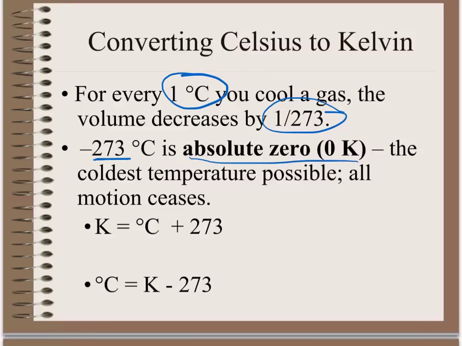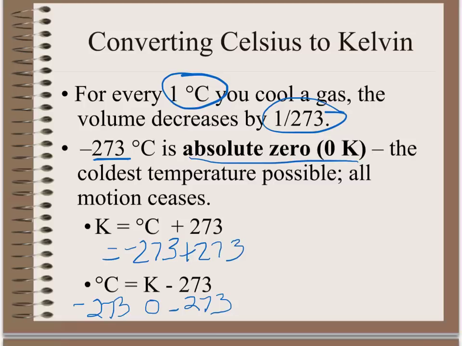Negative 273 Celsius, which is 0 on the Kelvin scale, because if you look here, 0 minus 273 gives you negative 273. Or vice versa, if you're going to Kelvin, negative 273 plus 273 equals 0. So this absolute 0, this is where all motion ceases. It has yet to happen that we can reach this absolute 0. Scientists have tried.